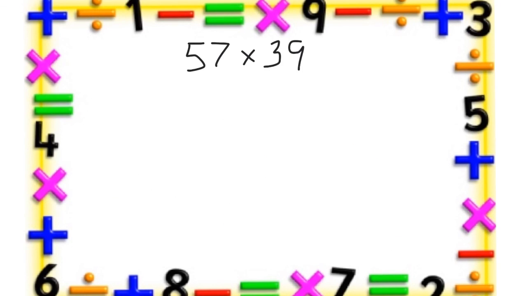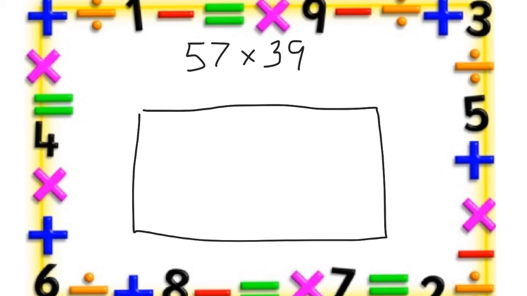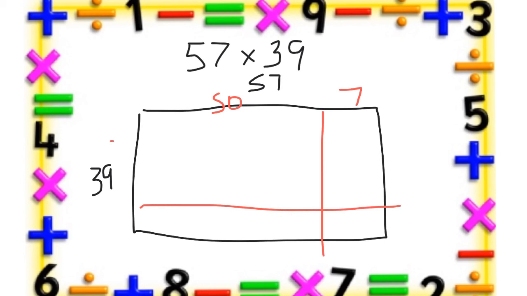So I'd like you to try one of these strategies with this problem, 57 times 39. Press pause while you work and press play when you're ready to see my answer. So I think I'll use that most efficient strategy of that open area model. And so I'm going to take this side and have 57 and this be 39. And I'm going to break apart my 10s and my 1s again. So 50 and 7 and 30 and 9.